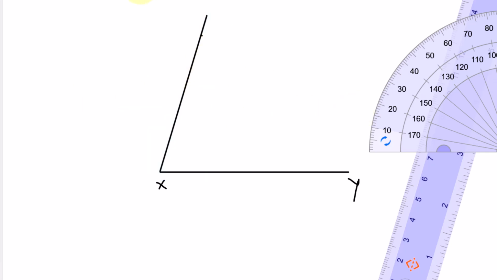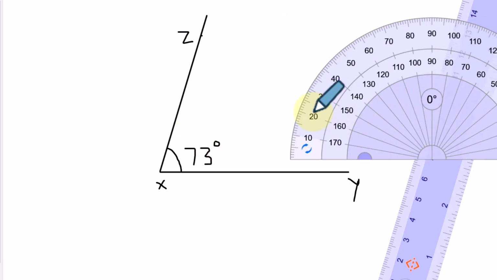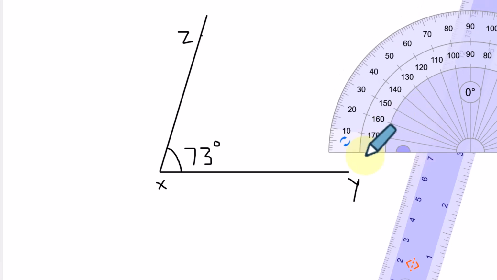Then if you wish, which is what you should do so that they will know that this is 73, you can now put your arc, put your 73 degrees. Then you can label this point any letter you like. This is X, Y. You can call it Z if you like. So just take note of that. This is how to measure an angle or to construct an angle using a protractor.